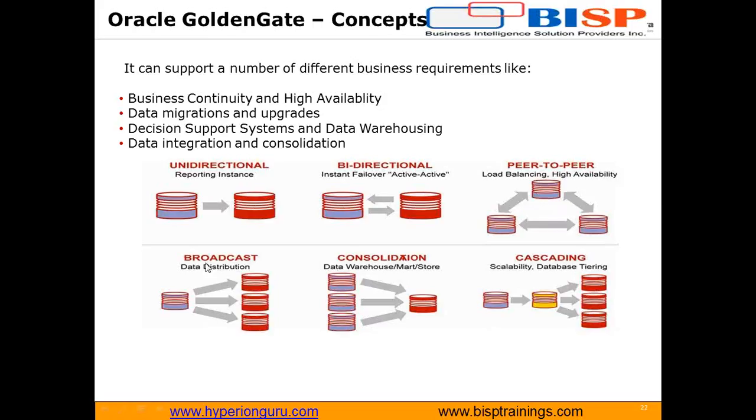You could also broadcast the data. There would be one source and multiple targets. So what you will do, one source would be there, you will send the data to multiple targets. So as I said earlier, suppose at source you have 100 tables. You could choose to send all 100 tables to all 3 of the targets, or you could choose to send 40 tables to target 1, 20 tables to target 2, and 40 tables to target 3. It depends on your requirement.